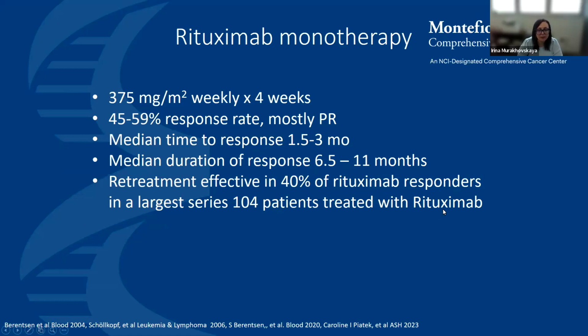Rituximab monotherapy has been prospectively studied in a few trials, as well as retrospectively. The typical dose used is 375 milligrams per meter squared, administered once weekly for 4 total doses. A lower dose of rituximab has been attempted, however, did not produce favorable results. Typically, the response rate is 45 to 59%. Most of the responses are partial, and the median time to response is 1.5 to 3 months, with a duration of response of 6.5 to 11 months.